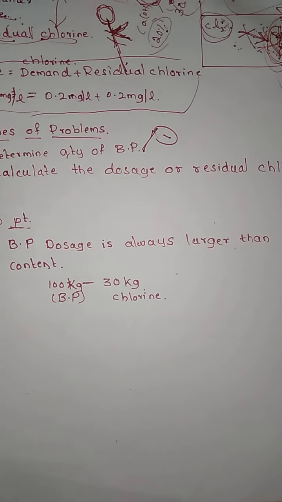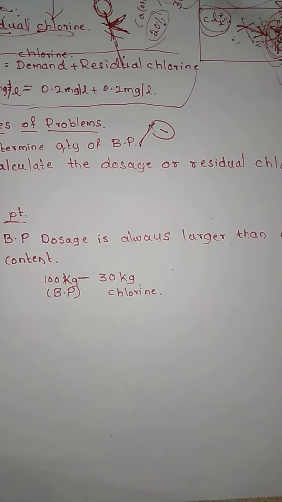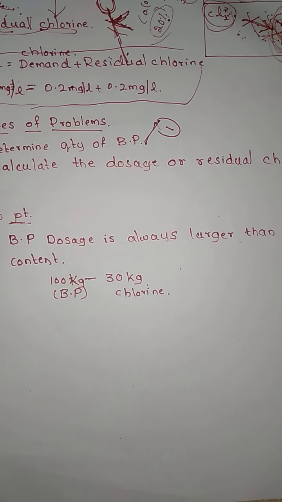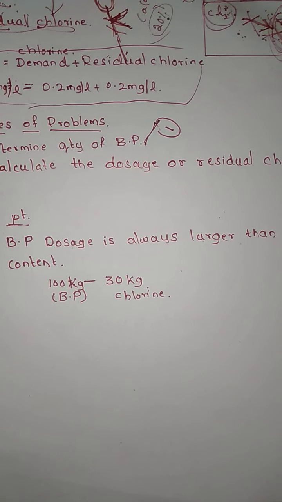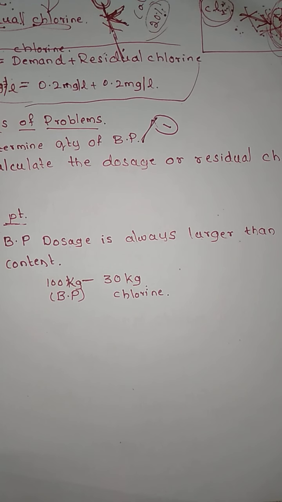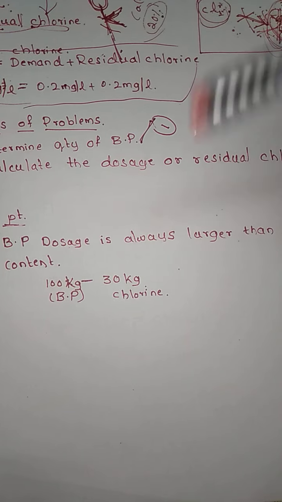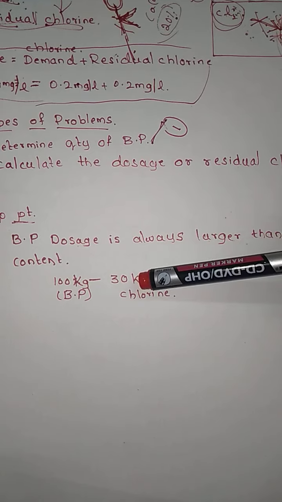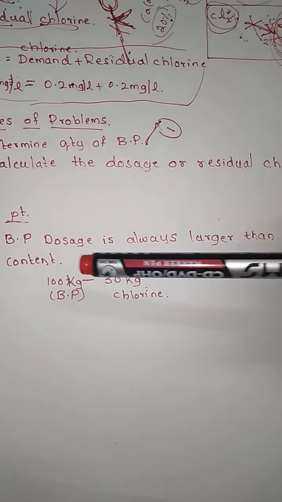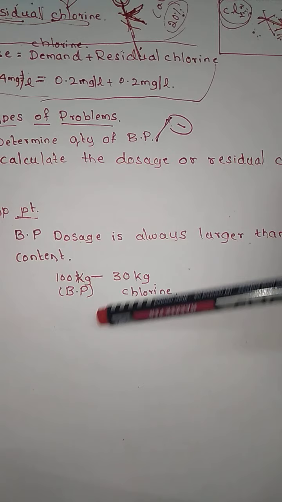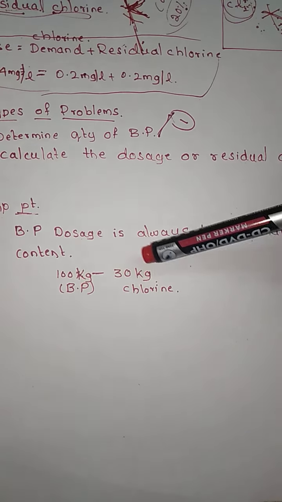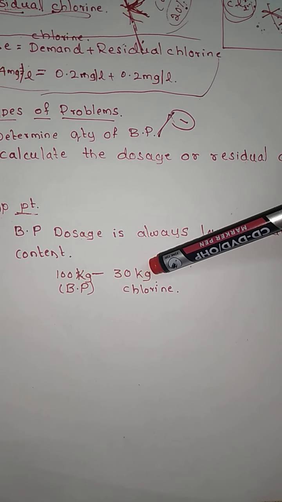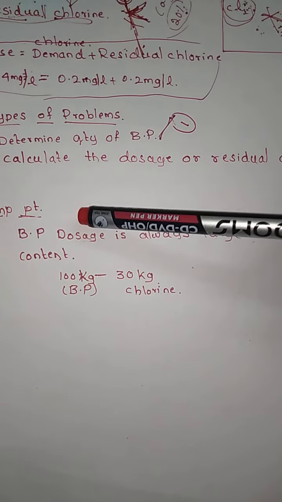In the last class, we discussed bleaching powder, which is utilized for the disinfection process or chlorination. Now, when we solve the problem, we need to remember one more important aspect: the bleaching powder dosage is always greater than the chlorine content. That means 100% of bleaching powder will have 30% of chlorine in it. So this we need to keep in mind.